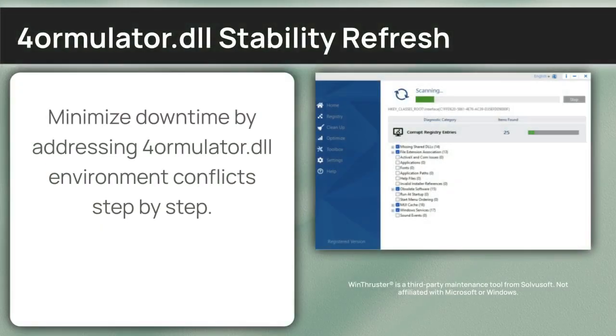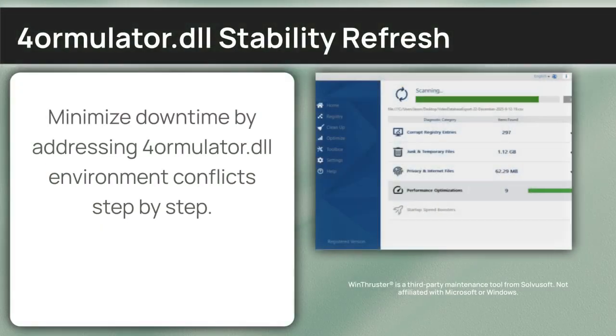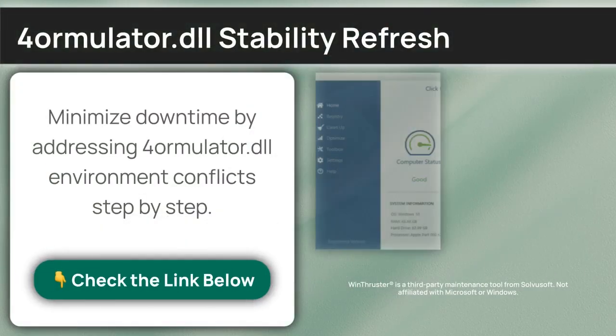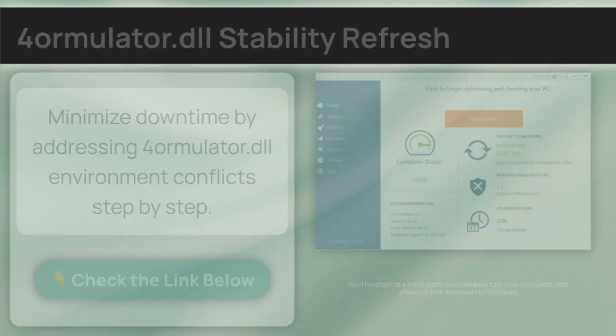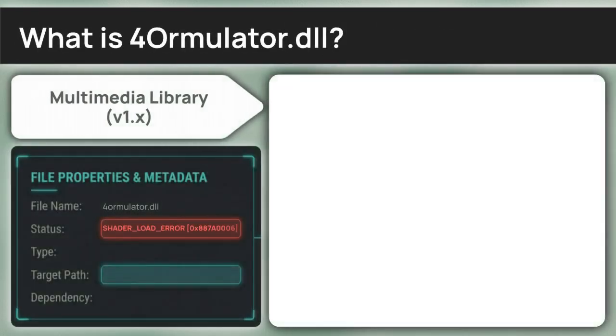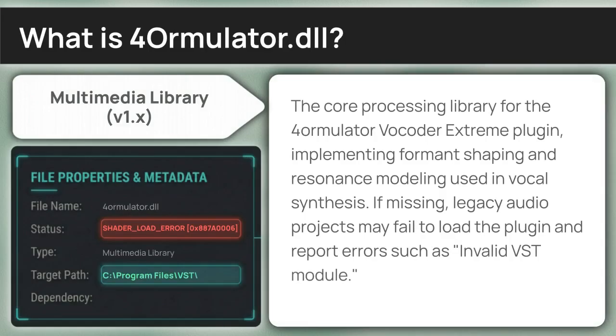Before we get started with Formulator Synthesizer, you may want to try the diagnostic path below to ensure your system is properly synchronized. This is the Formulator Synthesizer, the core processing library for the 4ormulator Vocoder Extreme plugin, implementing formant shaping and resonance modeling used in vocal synthesis. If missing, legacy audio projects may fail to load the plugin and report errors such as Invalid VST module.